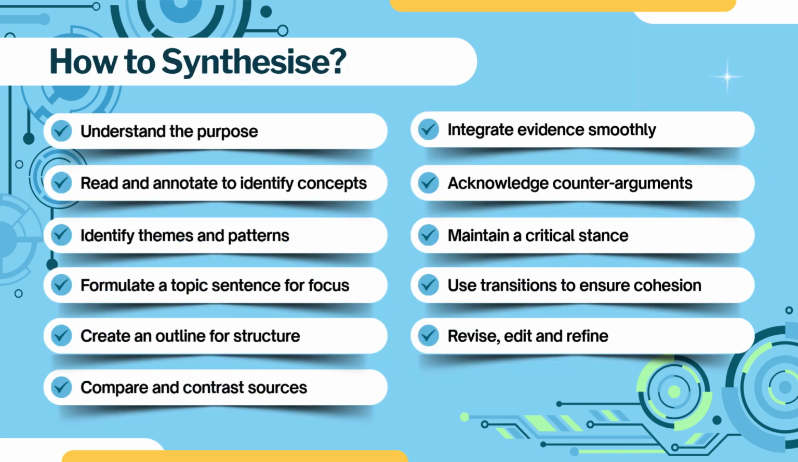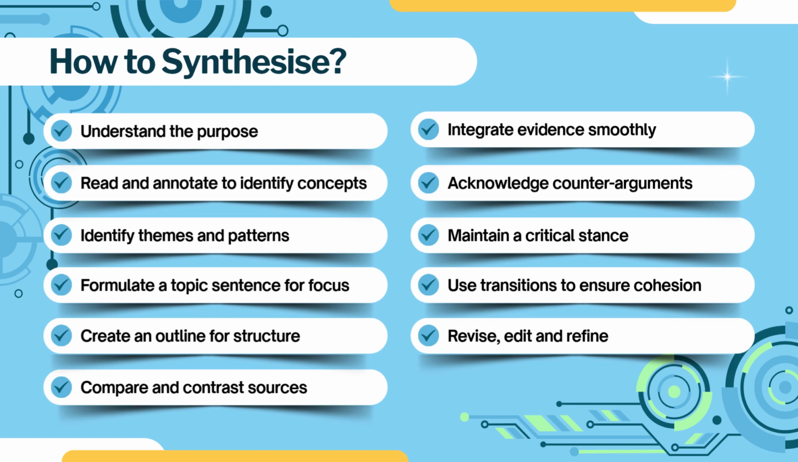So how do we synthesize? To begin synthesis, you should first understand the purpose. Are you looking to support an argument, explore a theme, or provide a comprehensive overview? Read and annotate various sources to identify key concepts, evidence, and arguments. Identify themes and patterns in the sources. Formulate a topic sentence to reflect your main point and to keep you focused. Create an outline to help structure your paper and ensure logical flow.